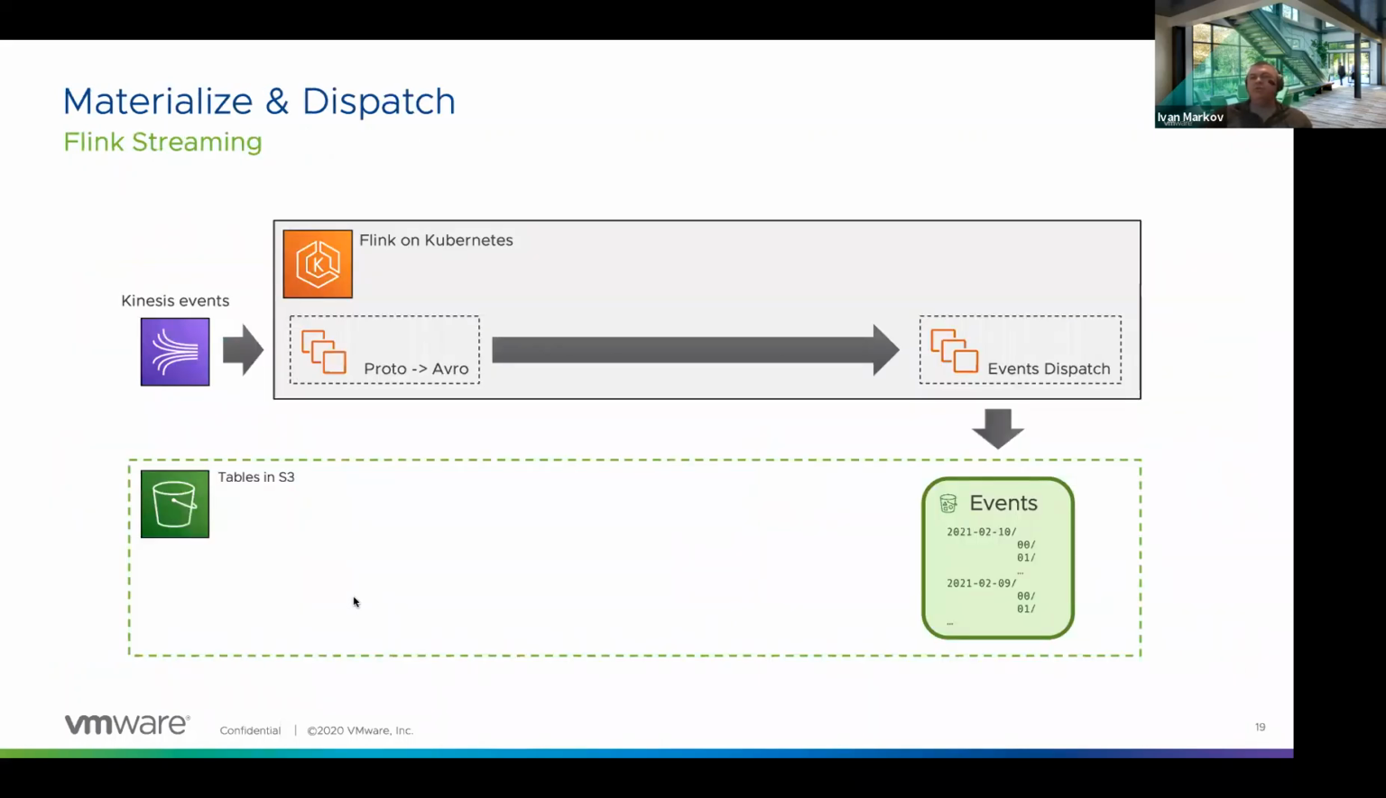So let's talk about the first phase, which is materialize and dispatch. What you can notice on the left is that we are starting with exactly the same Kinesis event stream, which is produced by the ingestion phase and which is consumed by the low latency search solution. During the streaming phase, we have Flink on Kubernetes, where the Kubernetes is the offering of AWS, a relatively large cluster.